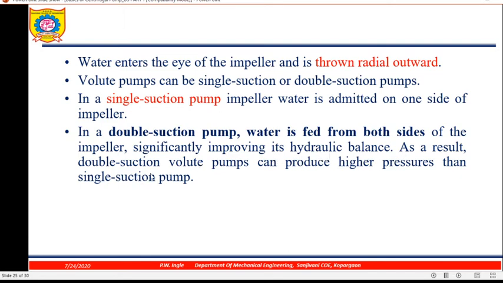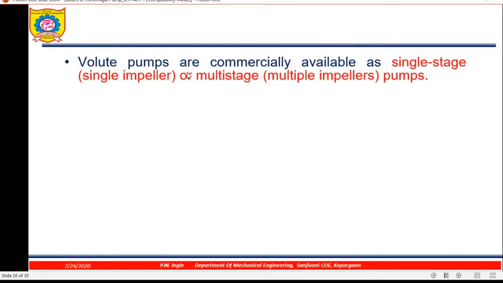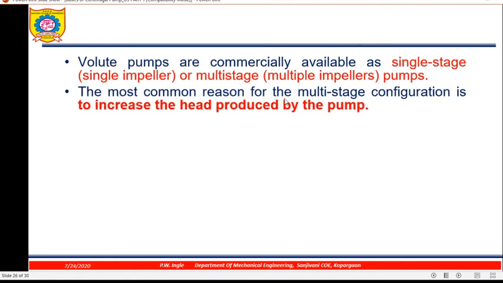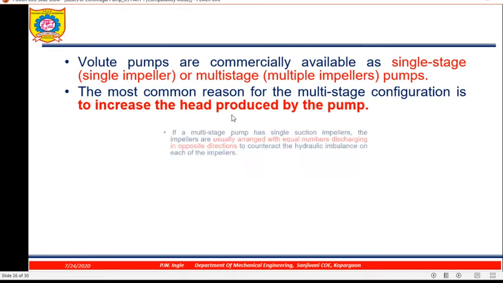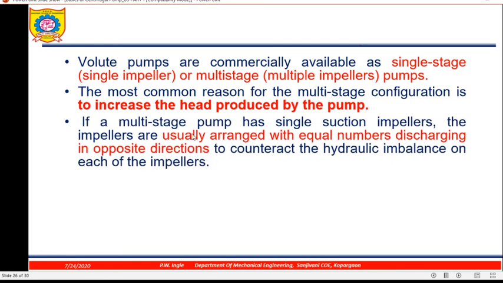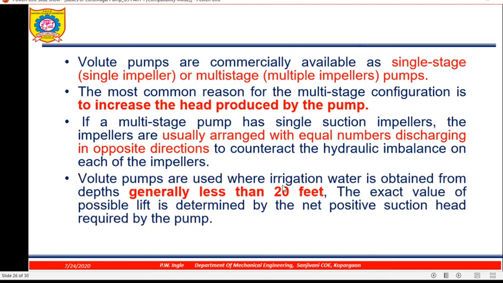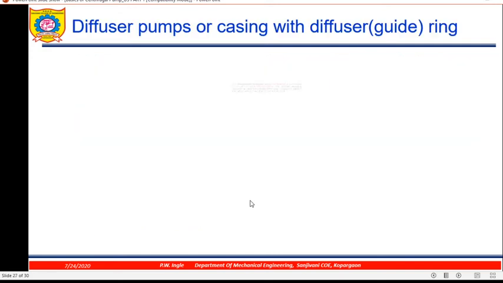As a result, double suction volute pump can produce higher pressure than single suction. Volute pumps are commercially available as single stage or multi-stage. The most common reason for the multi-stage configuration is to increase the head produced by the pump. A multi-stage pump has a single suction impeller. The impellers are usually arranged with an equal number of discharges in opposite direction. So volute pumps are generally used when the irrigation water is obtained from a depth generally less than 20 feet.